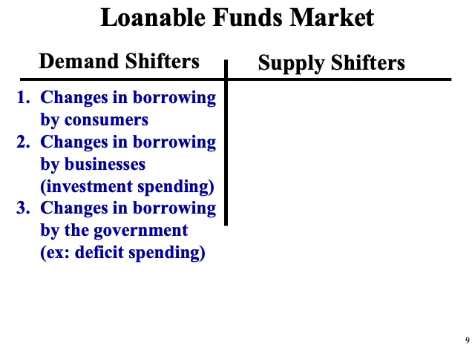So if you get an indication that one of those three groups is going to borrow more, the demand curve will increase to the right. And if you get an indication that one of those groups is going to borrow less, the demand curve will decrease to the left. Okay.